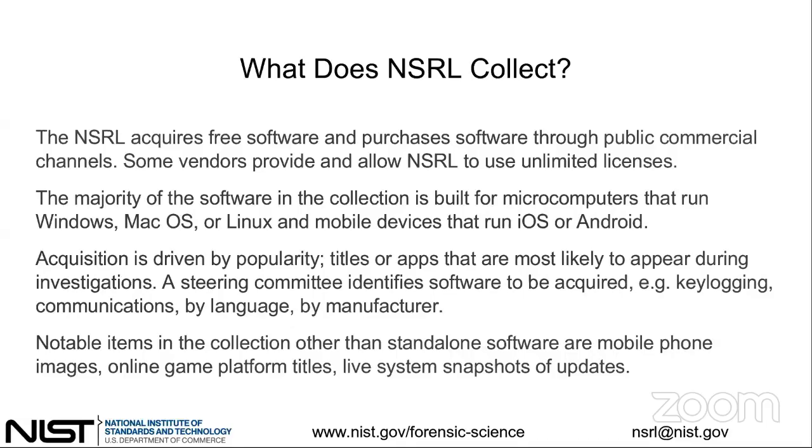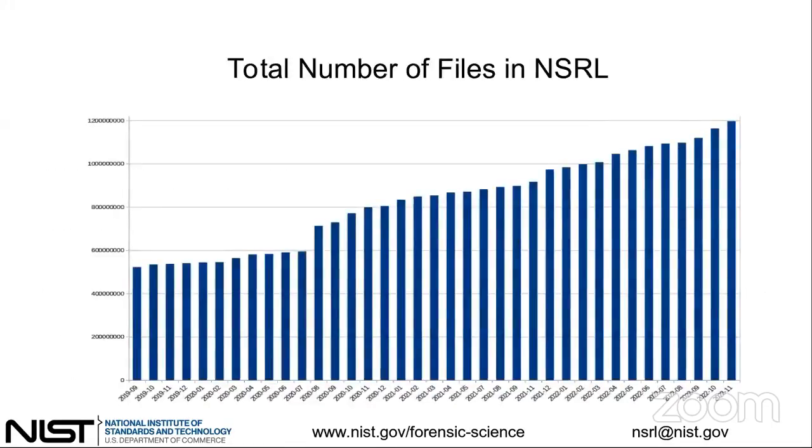Notable items in the collection other than standalone software are mobile phone images, online game platform titles, and live system snapshots of updates. So just a quick graph, in the middle of 2009, we had about 500 million files collected in the database and being able to be published. Just recently, we went over 1 billion files in the collection. Now we're up to almost a billion and a quarter at the time of recording. So we have a very good growth curve.